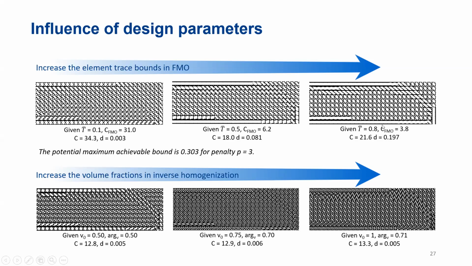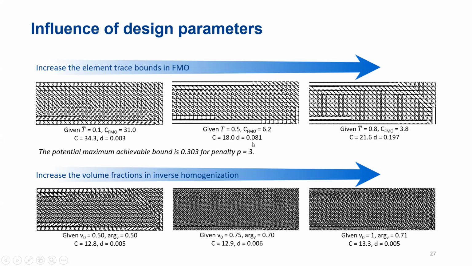From left to right for the top figures, we increase the element trace bound and test the performance of the generated cellular structures. At first, we computed the potential maximum achievable bound by inverse homogenization, which is 0.3. Here we use the tensor distance d to measure the matching degree.